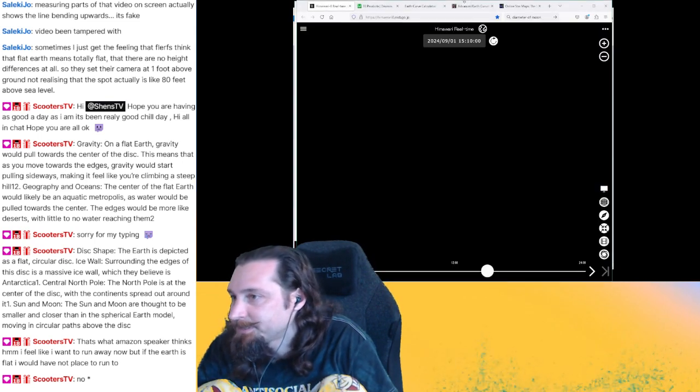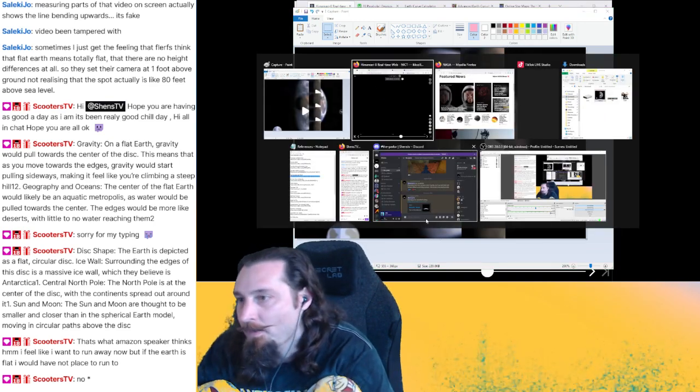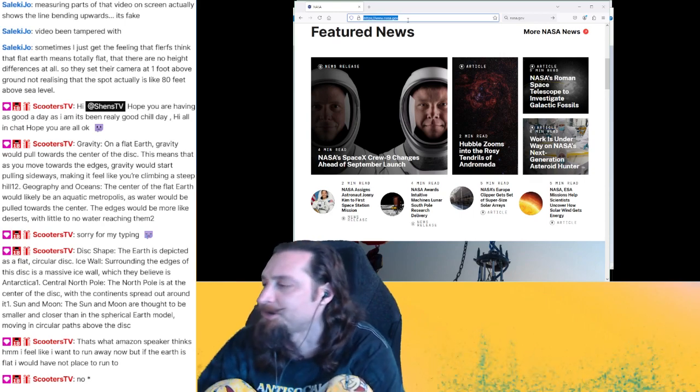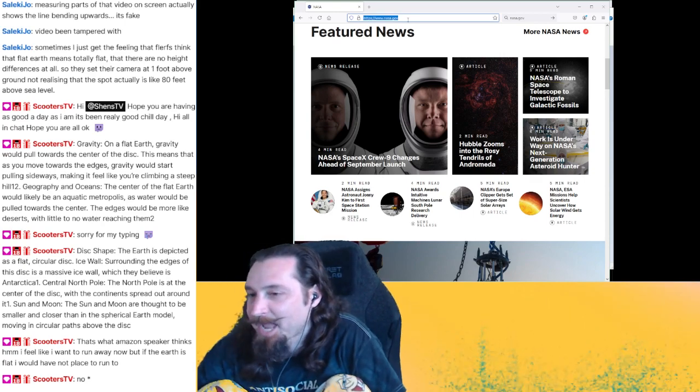Do you have this source yet? Science.nasa.gov/solar system. Earth is about 4 times wider than the moon. Wider. Do you know what wider means? Diameter.